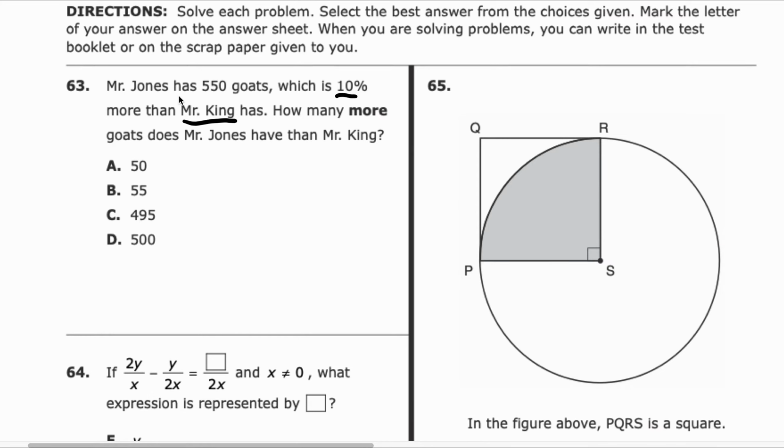So first I'm just going to set this up as an equation. I'm going to say that the number of goats Mr. Jones has is J, and we know that that is 10% more, so 1.10 times K, right? That's 10% more than Mr. King has. So J is the number of goats that Jones has, and K is the number of goats that Mr. King has. And we know that Mr. Jones has 550 goats, so we can plug that in for J. Okay, now we can solve for the number of goats that King has.